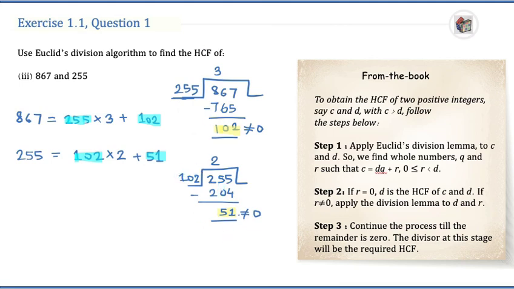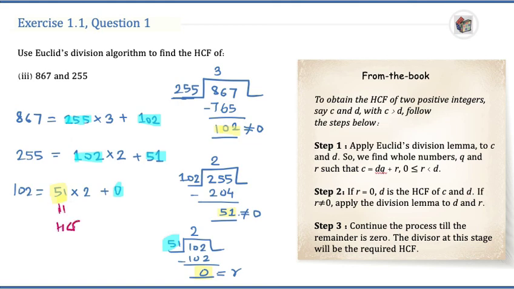So one more division now. There you go. This time the remainder is finally equal to 0. So this is the stage where you will get your HCF without doing any further work. So the HCF is the divisor at this stage. So 51 is your answer. Let me still just write it using your proper lemma. So 102 is equal to 51 times 2 plus 0. So this is the stage where your remainder has become 0. And so finally, the divisor at this stage, 51, is the HCF. So this is our final answer.